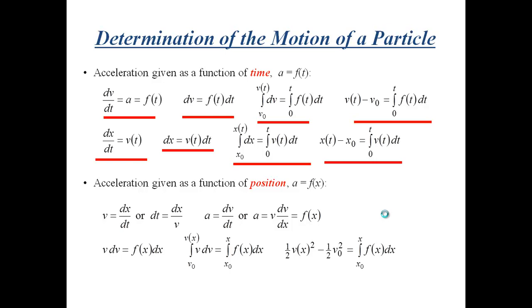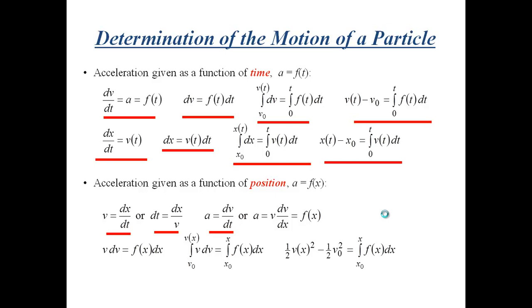So the next one is the acceleration given as a function of position. So a is equal to f of x. So we have v is equal to dx by dt, or we can write it as dt is equal to dx by v. Next a is equal to dv by dt, or a is equal to v dv by dx, that is equal to the function of x.